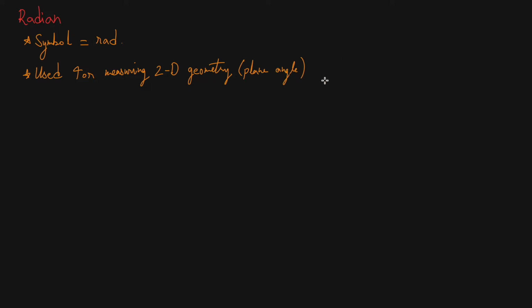Plane angle basically means two lines that are intersecting at a given point. Two-dimensional basically means two axes: in 2D we have the x-axis and the y-axis.